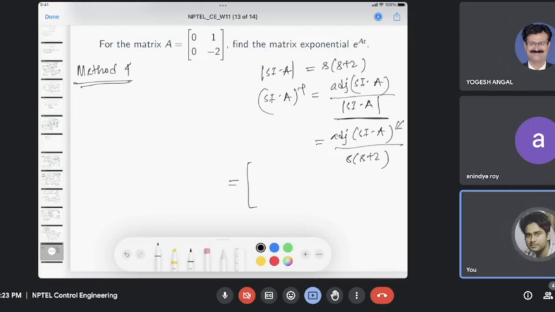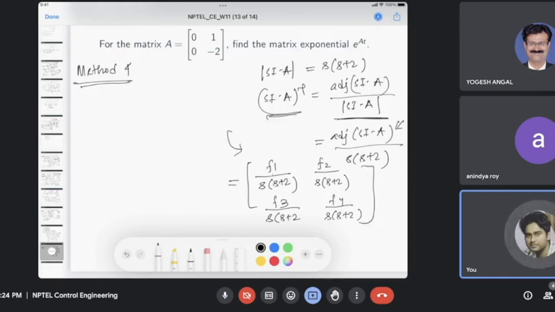Let it be denoted by some function; it could also be that an s term comes there, right? So how will we denote it? Some function f1 will be there, so f1 by s into s plus 2. For the second order, what will this be? It will be of this form: f3 by s plus 2, f4 by s into s plus 2. This form will come, this inverse.